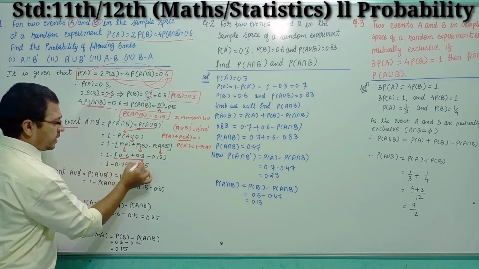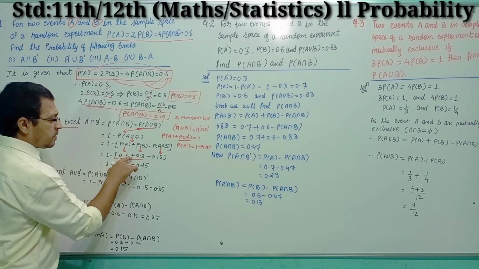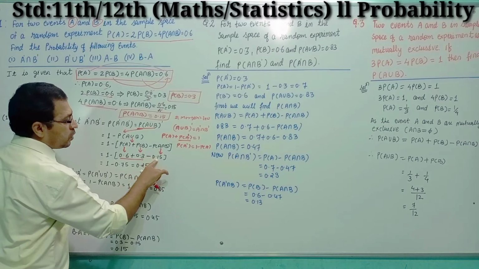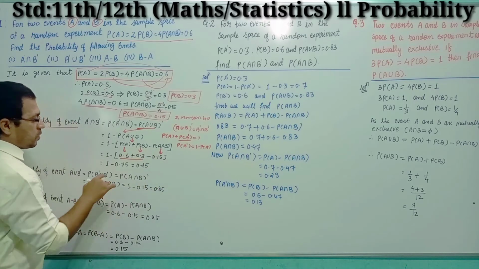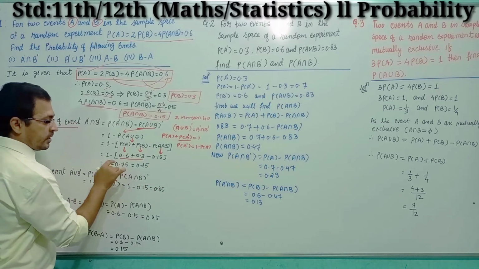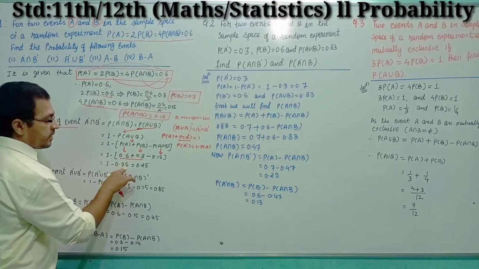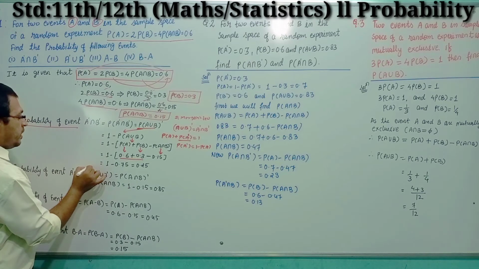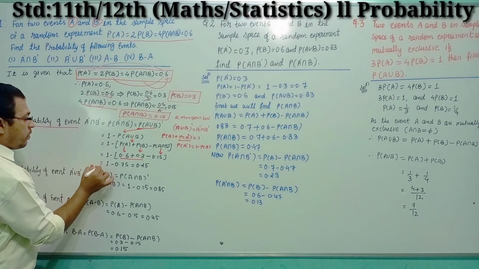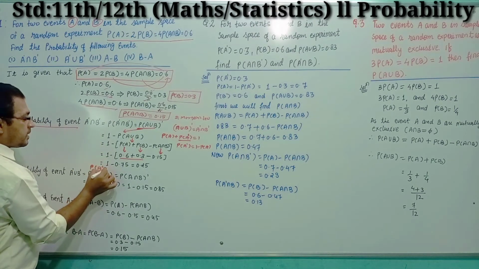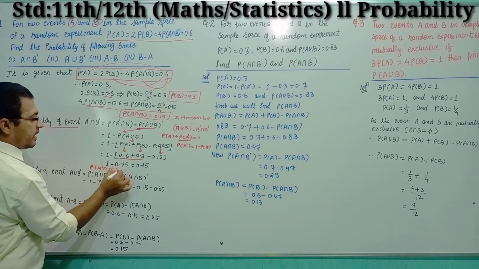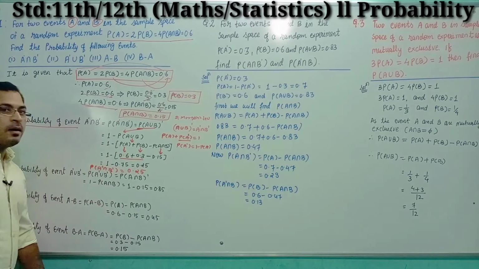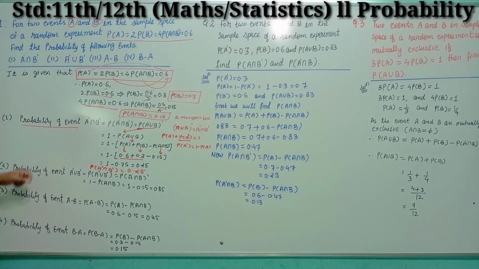So adding 0.6 plus 0.3, we get 0.9, minus 0.15. So we are getting 0.75. 1 minus 0.75, what are you getting? 0.25. So finally you can write over here the probability of A dash intersection B dash is equal to 0.25. Okay, now moving to the next question.